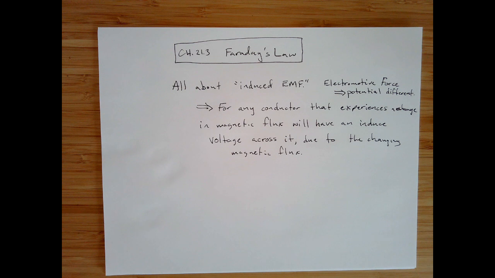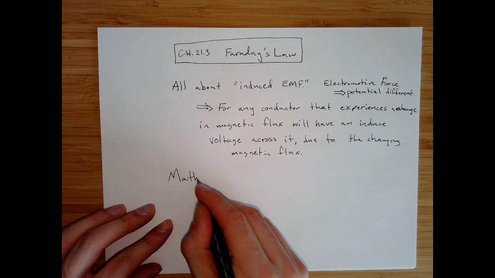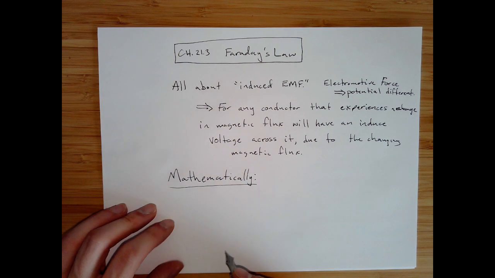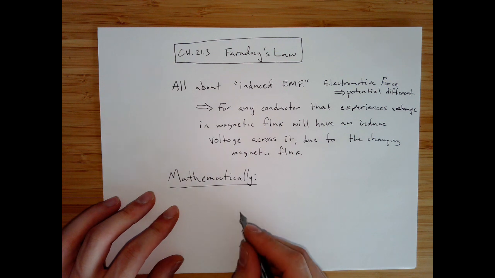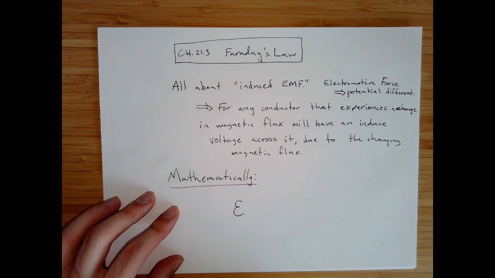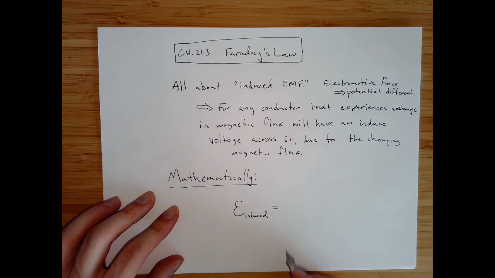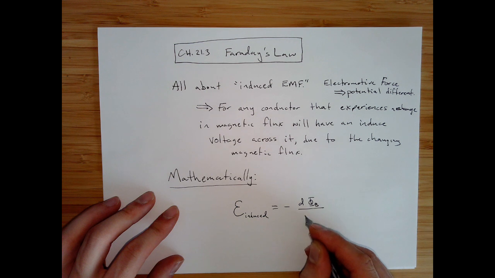What we really need to look at is the mathematical definition. So we'll say, of course, mathematically, and mathematically, we write our voltage symbol a little differently than you're used to. We'll discuss why a little later, but for now you're going to have to take my word for it that the induced EMF, and we're going to put induced down here, is equal to negative d phi sub b dt.